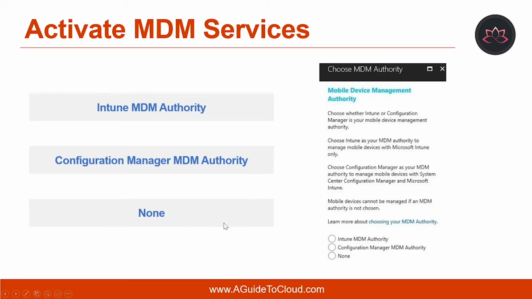And the last option is none. This is where devices cannot be managed if an MDM authority is not chosen. So if you want to enroll and manage iOS devices, you must also add an Apple Push Notification Network, or APN, certificate to Intune. So let me show you where it is being done.